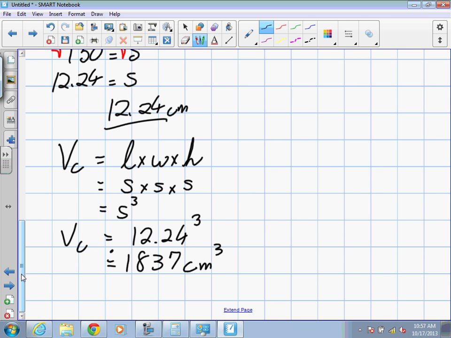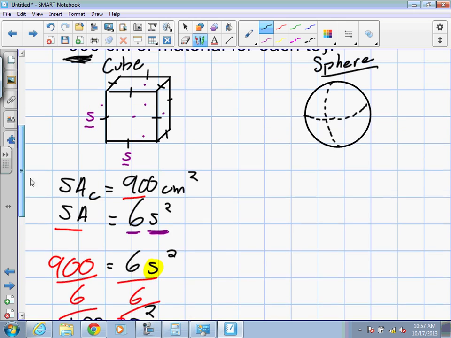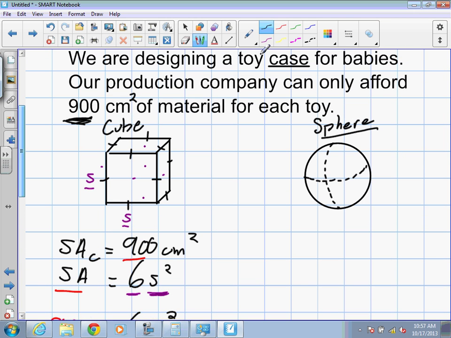Now, let's say that the company didn't care that our case stayed still. They just wanted us to maximize our volume. Well, we would know that a sphere would be best. So let's do the same idea with a sphere. Go into your agendas, because you guys have the formula there.